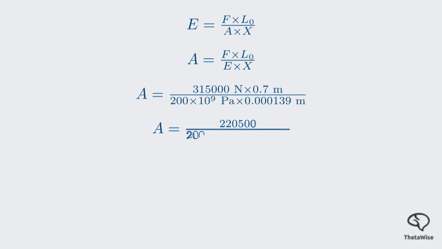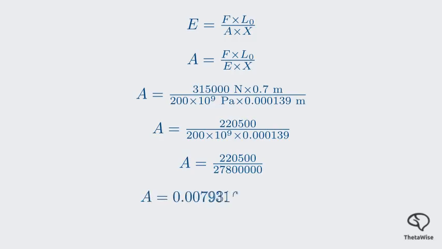The top is 220,500. The bottom is 100 billion times 0.000139. The result is 220,500 divided by 7,800,000. Performing the division gives us an area of 0.0079316446676 meters squared. Rounding this to 5 significant figures, as is common in these types of problems, we get 0.0079317 square meters. It's often good practice to keep a few extra digits for intermediate steps.